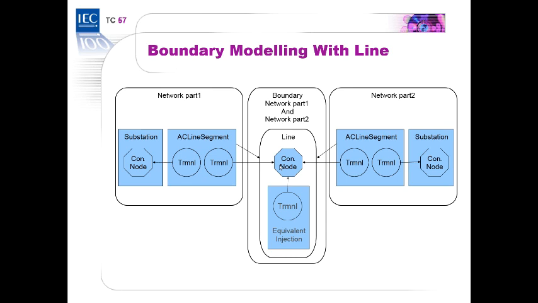If we look at the boundary particularly and the connectivity node in this diagram, we have processes in the TSOs where you actually cut your network at the boundary. If you do that, there will be a power flow into the cut AC line segment that you need to take care of. And the way it's done right now is to add an equivalent injection then, connecting to the connectivity node within the boundary.